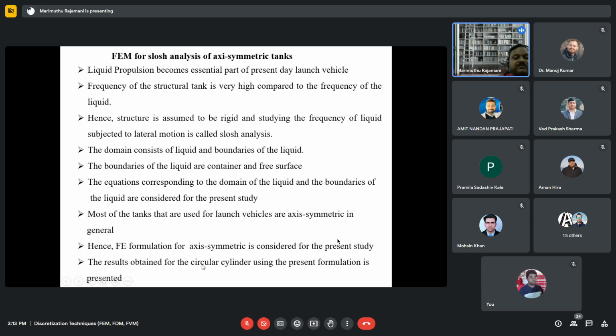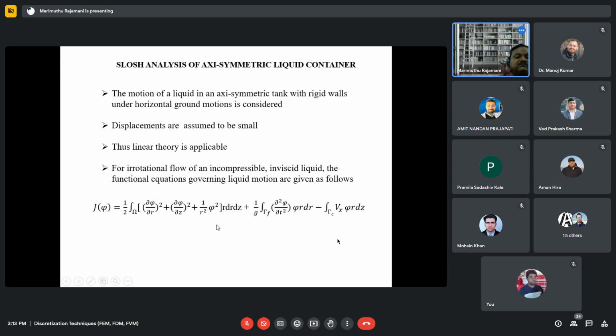The results obtained for the circular cylindrical tank using the present formulation are presented. The motion of the liquid in an axisymmetric tank with rigid walls and horizontal ground motion is considered. Displacement is assumed to be small, so linear theory is applicable. Here we are considering the fluid to be irrotational, incompressible, and inviscid.